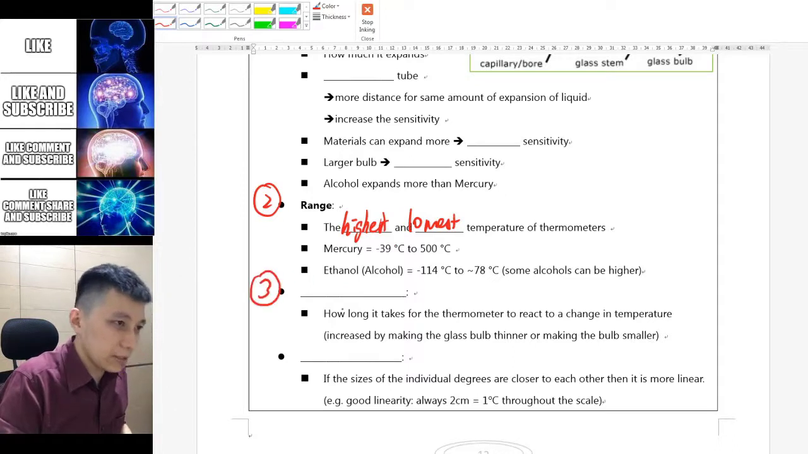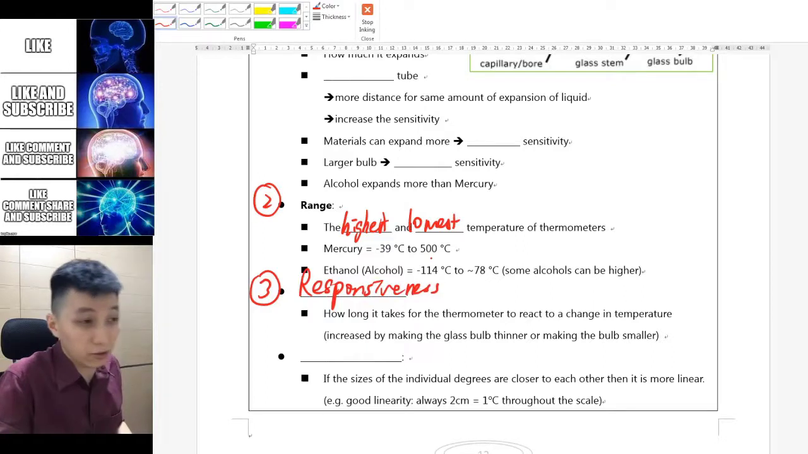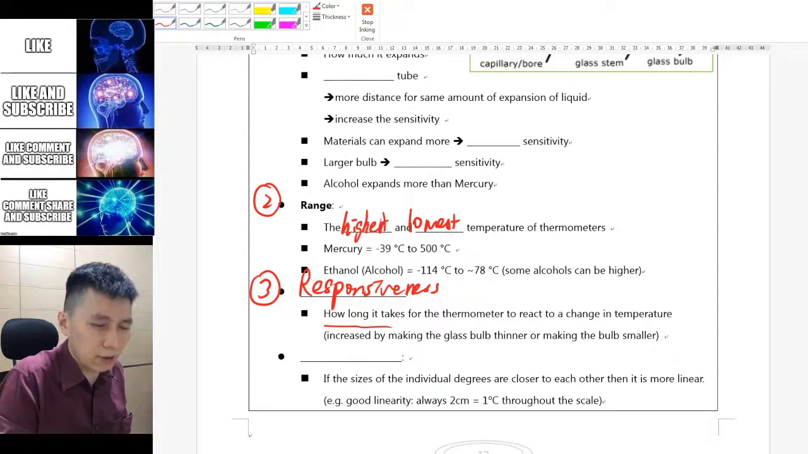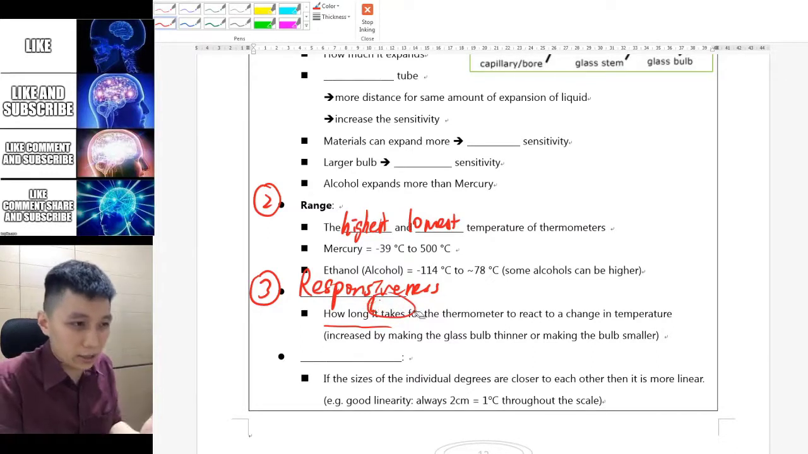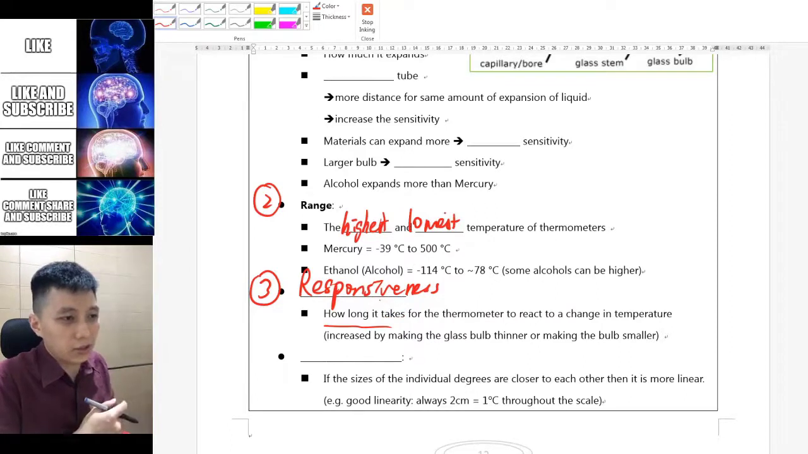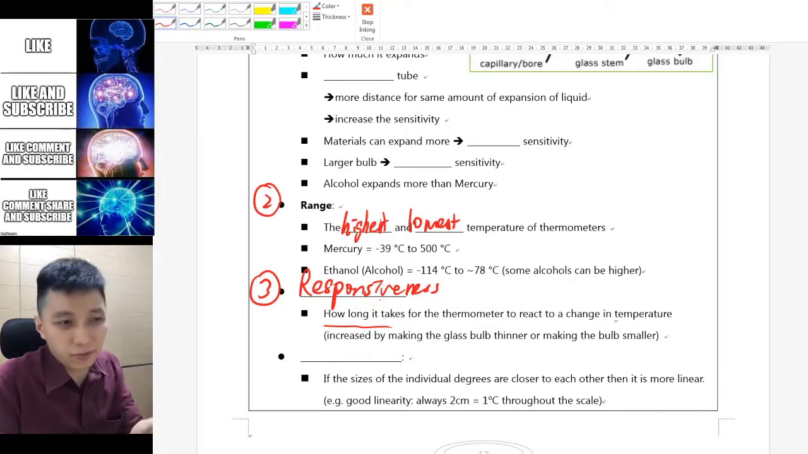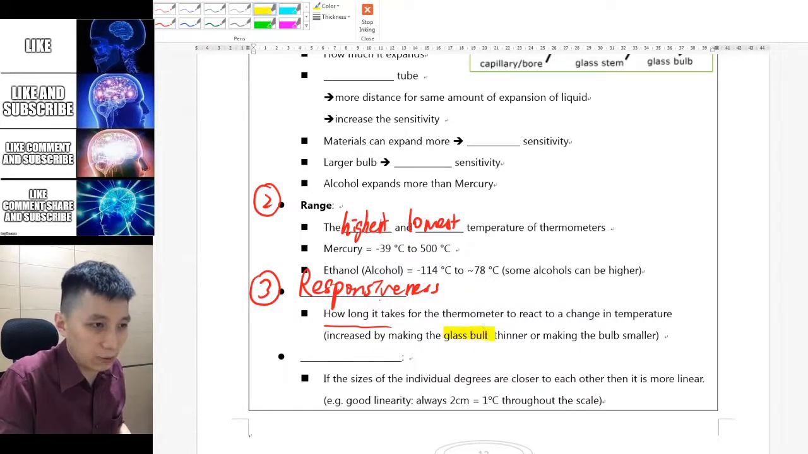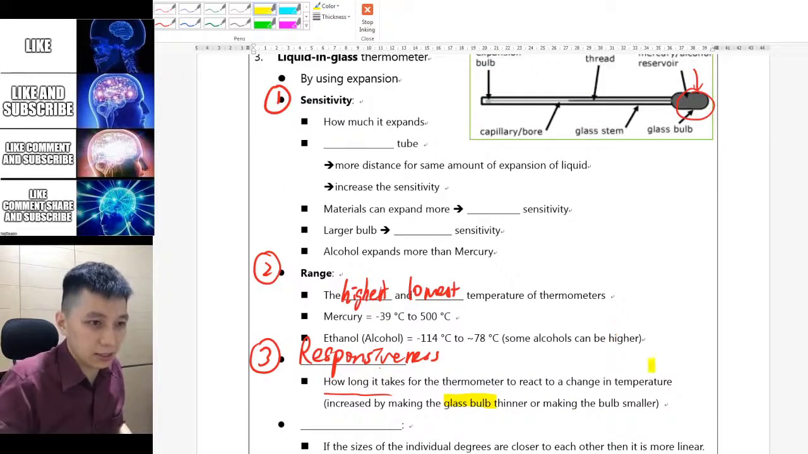Number 3 is something called responsiveness, whether or not it is responsive. Apparently it has something to do with time. How long here is not about dimension, but about the time. That means whether or not it's quick or slow in detecting the change of temperature. The way that you can change it is by making the glass bulb thinner or making it smaller.